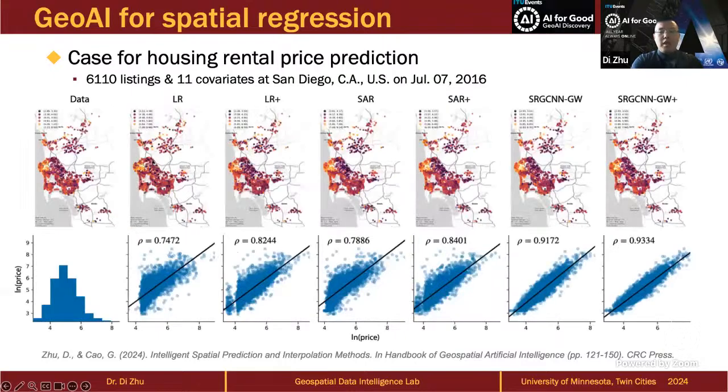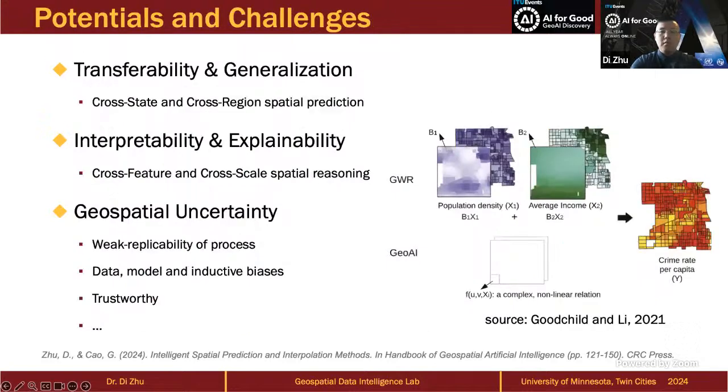So in this chapter, we mentioned several cases within this direction, including this case I'm showing you in this slide, modeling and prediction of the Airbnb price data. As we can see, some of the graph neural network-based methods can generally give us a much better prediction accuracy in terms of the correlation results.